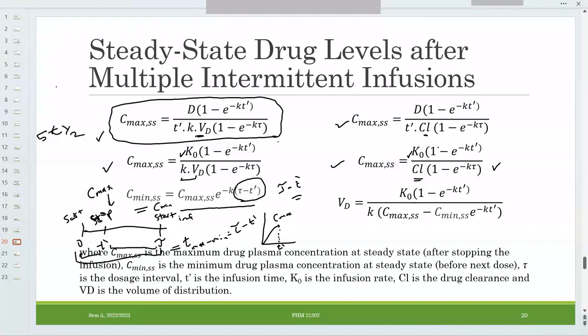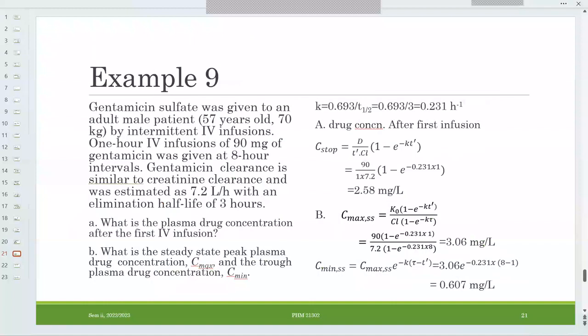Okay? If you rearrange this equation, the same equation, this or this, then you can use it to calculate the volume of distribution. Rearrangement will give you this form. Okay? So let's practice. Here is an example that you will have later in clinical pharmacokinetics again many times.